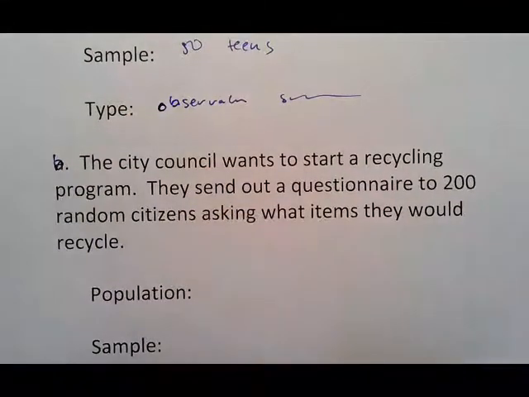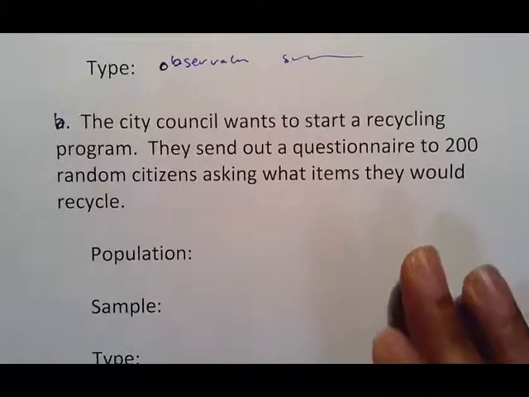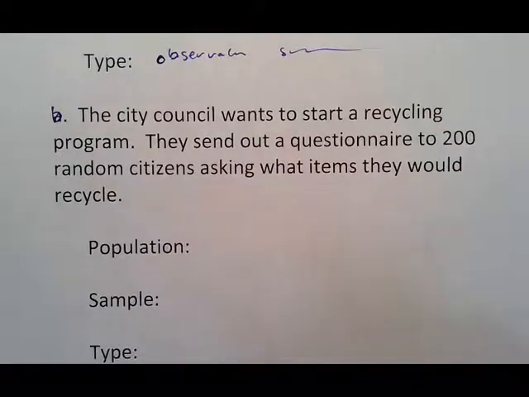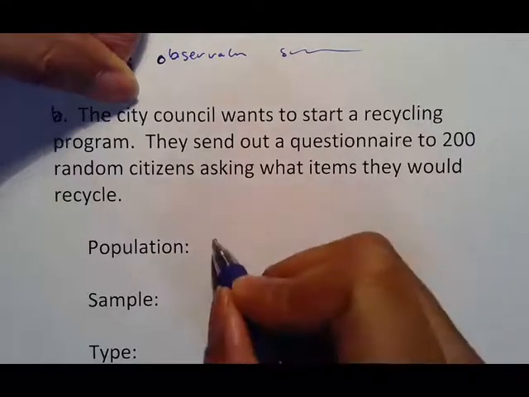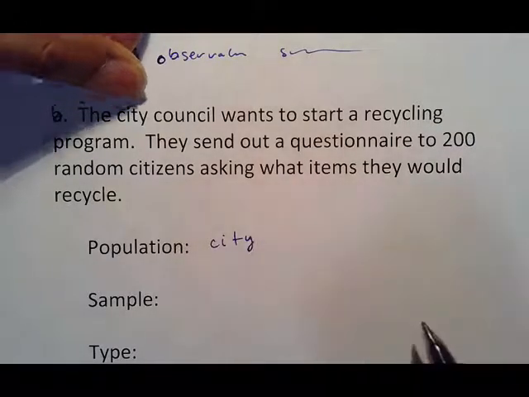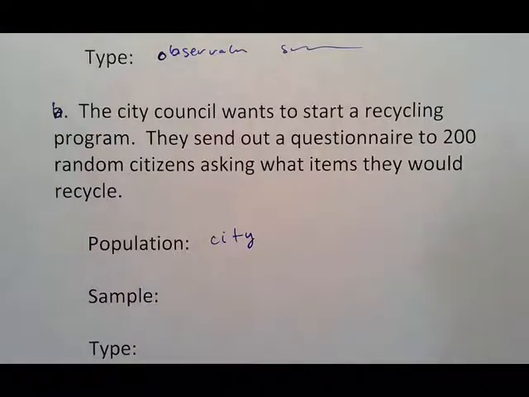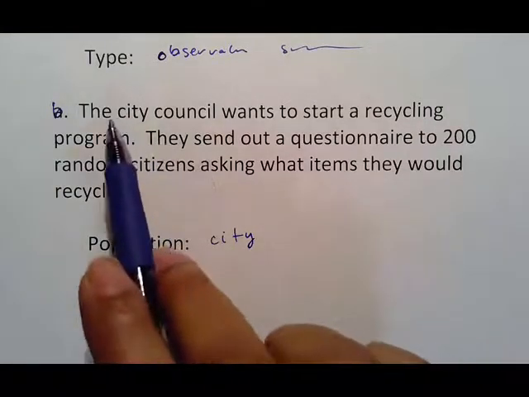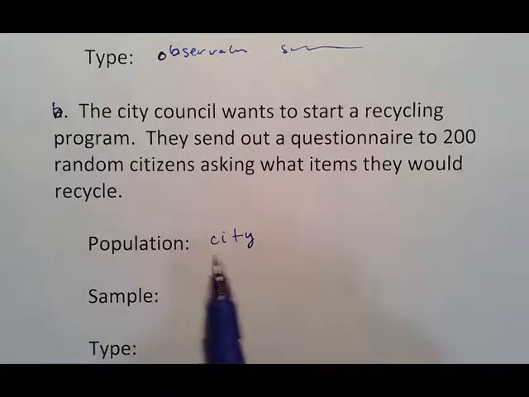City Council wants to start a recycling program. They send out a questionnaire to 200 random citizens and ask them what items they would recycle. Your population here is important, and it's important that you understand the scope. It says the City Council, which means it's probably the city. You don't want to say it's the state. You don't want to say it's the world, because it's a City Council. And so that's where you've got to be careful there.